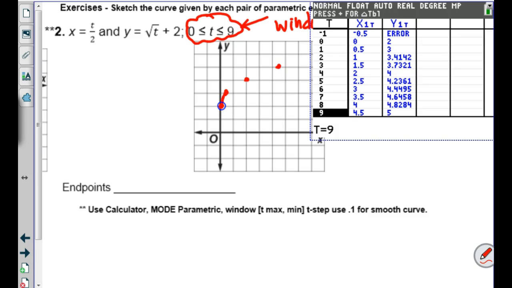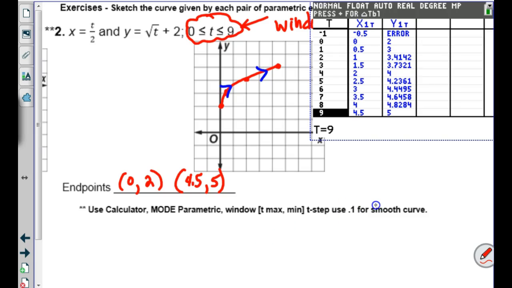But is that enough to give us the right shape, since we had a graph on the calculator anyway? The orientation went this way. It just means it started on the left and went to the right. So we had 0, 2 as an endpoint and 4.55 as an endpoint. Questions?